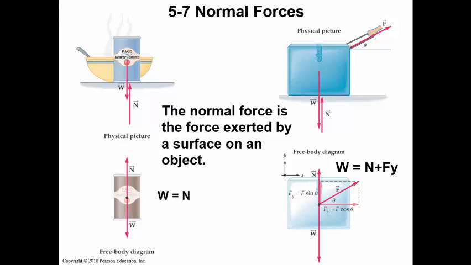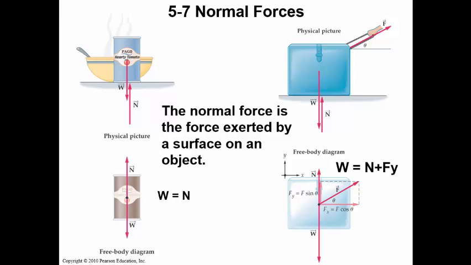So if I draw a free body diagram of that, the force of the table on the object is up and it's perpendicular to the table. The force of the table pushing on the object is always perpendicular to the surface. And in this case, since the surface is horizontal, the normal force pushes straight up. And it is equal and opposite to the weight.